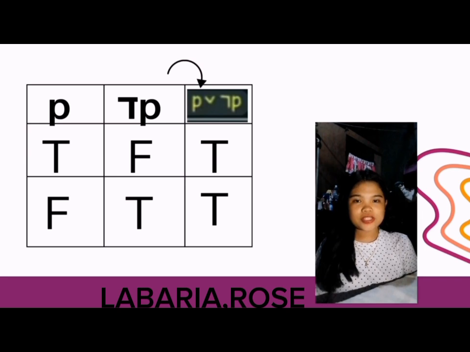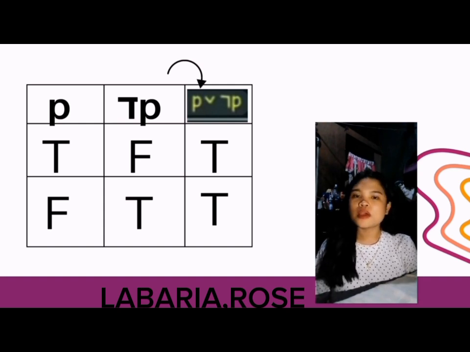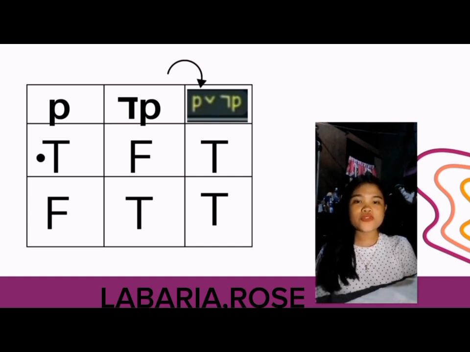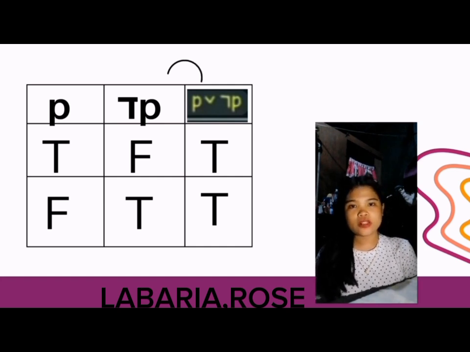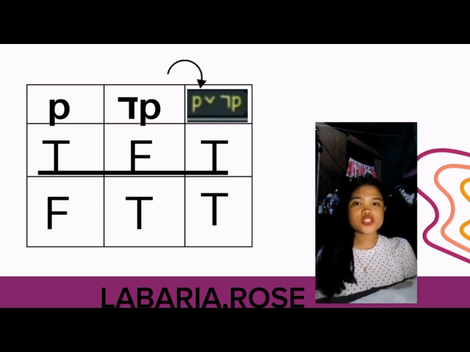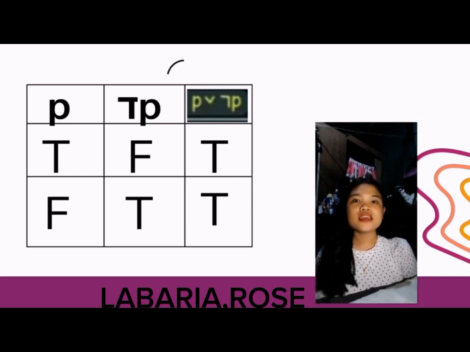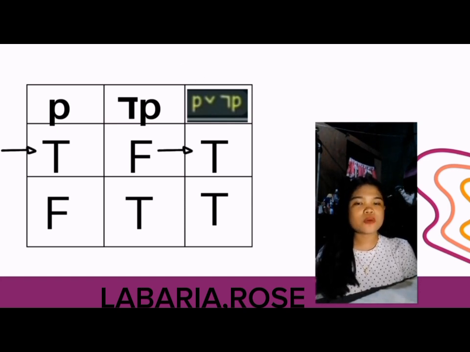Here, I'm considering the compound proposition P or not P. Now, what is the output of this compound proposition? Disjunction means that whenever we have one true value, then the result would always be true. So, for this particular combination, the result is true, and for this one also, the result is true, and hence, this compound proposition is always true. Therefore, we can say that this compound proposition is a tautology because it always results in the truth value.